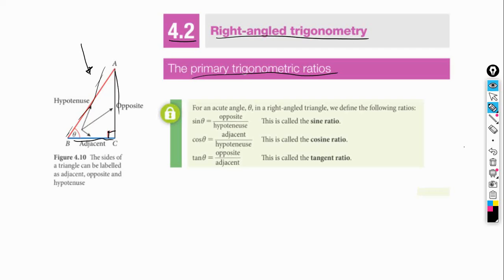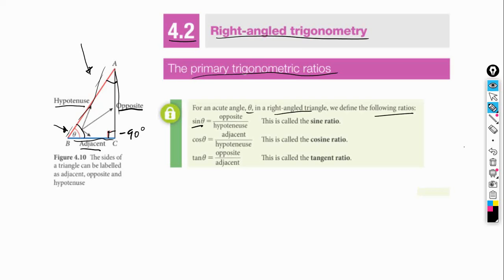If you take one of the acute angles, because this angle is 90 degrees, therefore the angle at vertex A and the angle at vertex B are going to be acute. So if you take this acute angle here as a reference, angle theta, then you're going to see that this leg is opposite to theta and this other leg is adjacent, whereas the longest side in the right triangle is known as the hypotenuse. So from this, we can say that for an acute angle theta in a right-angled triangle, we define the following ratios.